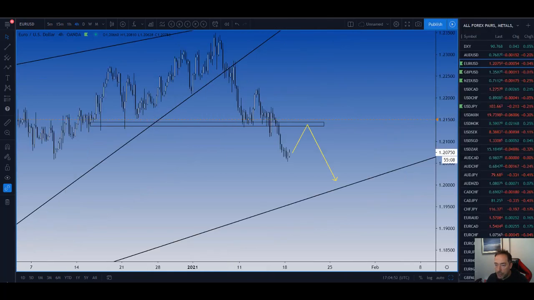So that's euro, looking for that pullback into this type of zone, 1.214, maybe 1.215, somewhere around there. And then sellers to come in.